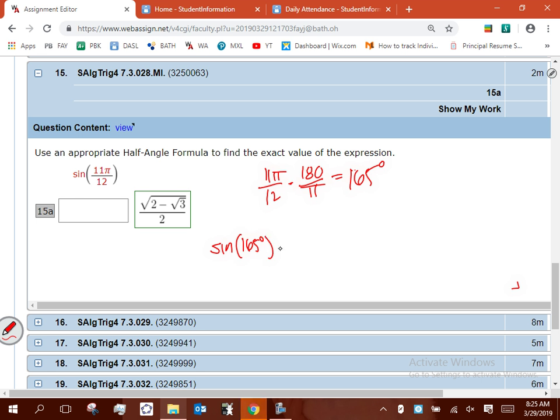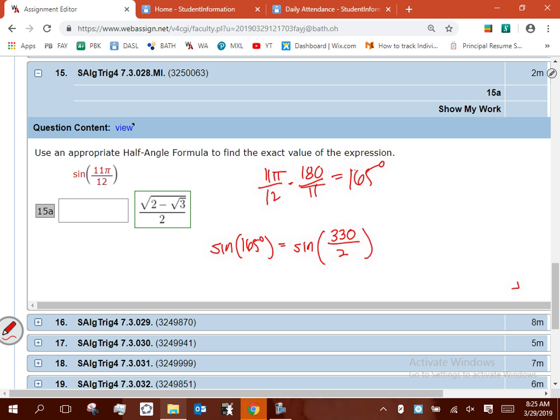And we can type that in our calculator and get a decimal, and a decimal is going to be the same as what this is. But the best way of writing this is to say it's the sine of, now if I take 165 and double it real quick, I get 330.